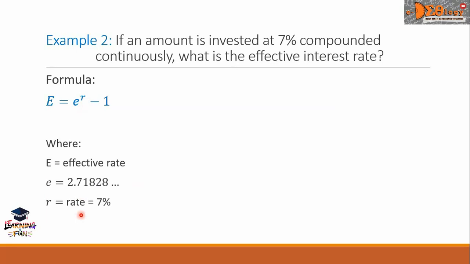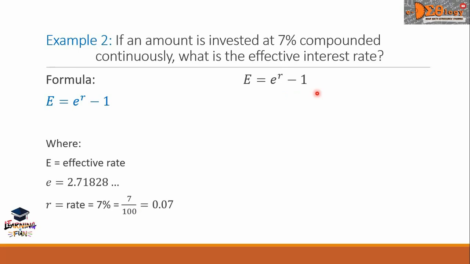In this case, our rate is 7%. Let us convert this 7% into decimal. We will divide the 7 by 100. Of course, we drop the percent sign, and the quotient is 0.07. Now, let us solve our effective interest rate.